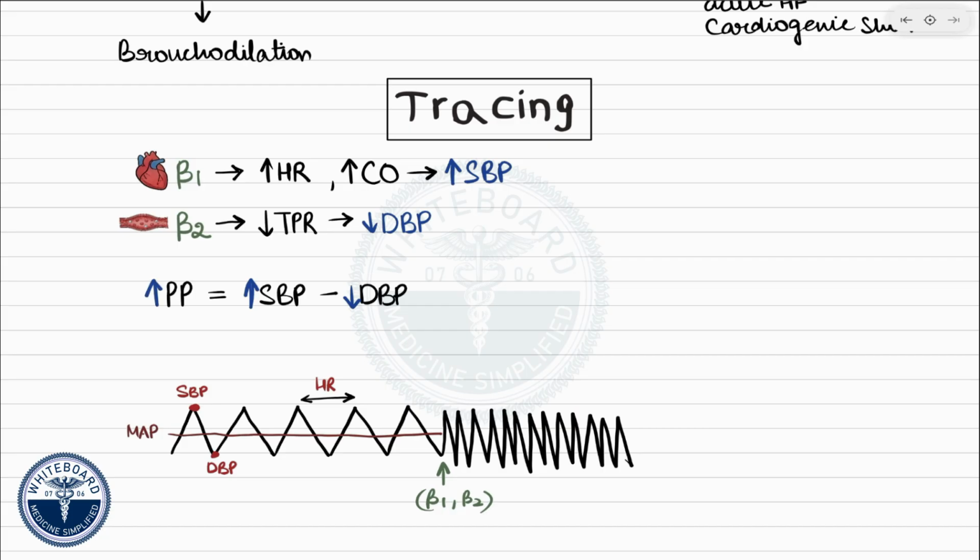Now, let's combine these effects on the tracing. The peaks become closer together because the heart rate has increased. At the same time, beta-1 receptor stimulation increases systolic blood pressure, while beta-2 receptor stimulation decreases diastolic blood pressure. Since pulse pressure is the difference between systolic and diastolic blood pressure, an increase in systolic blood pressure together with a decrease in diastolic blood pressure results in a widening of the pulse pressure.